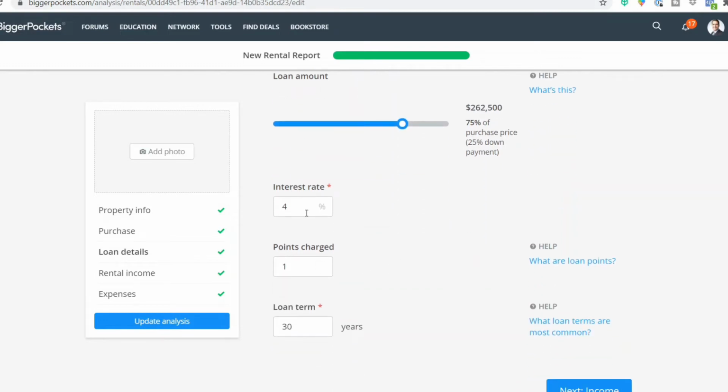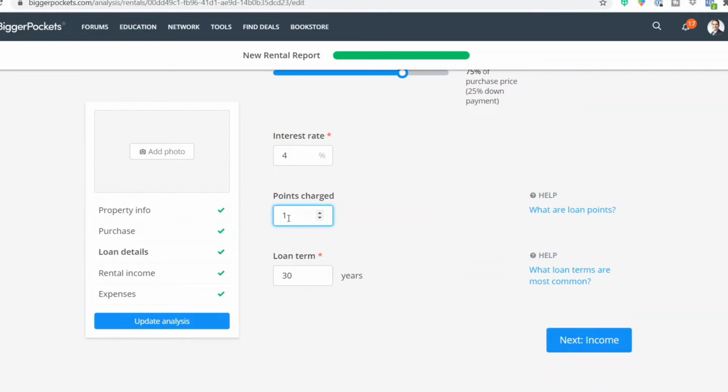$262,500. We're assuming an interest rate of 4% because investment properties are not the same as single family homes. You can definitely get a single family home closer to 3%, but because it's an investment property, there's an additional layer of risk, and that 4% is pretty consistent with that additional layer. It may be 4.5, it just depends on your personal situation.